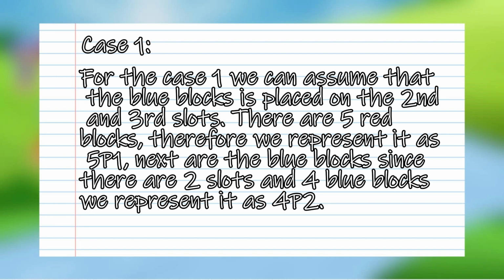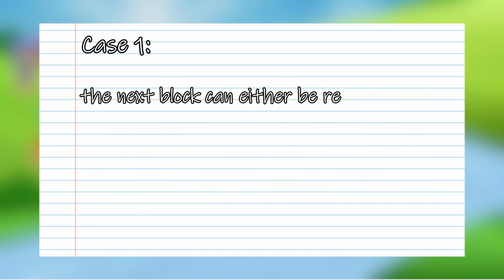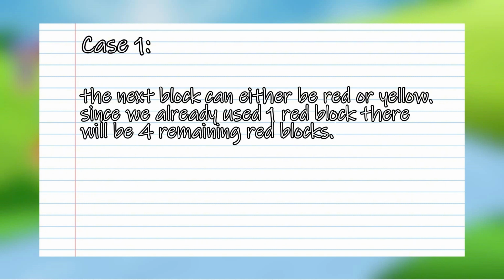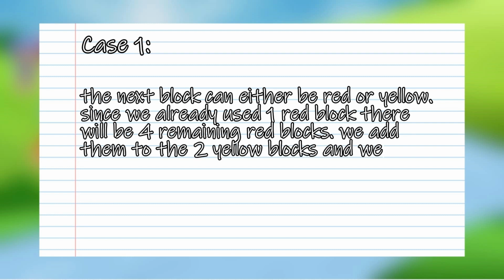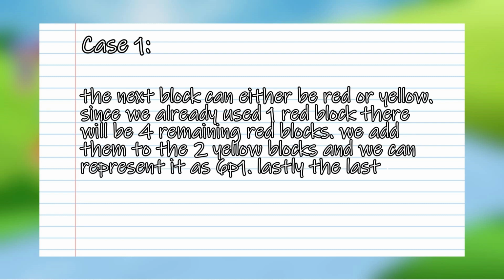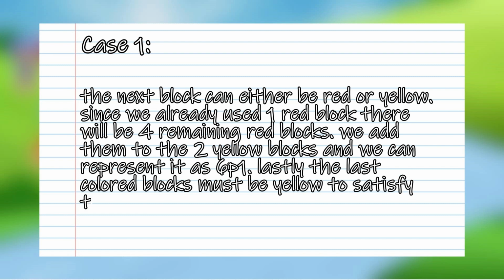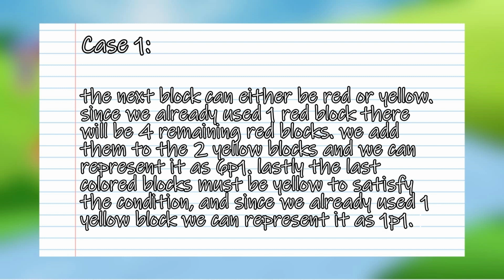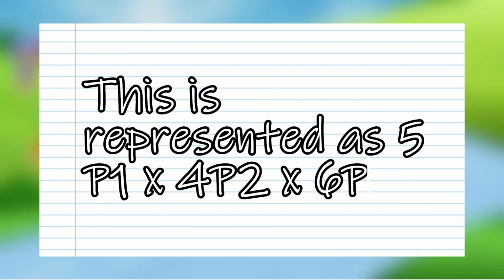Next are the blue blocks. Since there are 2 slots and 4 blue blocks, we can represent it as 4p2. The next block can be either a red or yellow block. Since we already used 1 red block, there will be 4 remaining red blocks, and we can add them to the yellow blocks, and we can represent it as 6p1. Lastly, the last block must be yellow to satisfy the condition, and since we already used 1 yellow block, we can represent it as 1p1. This is represented as 5p1 times 4p2 times 6p1.